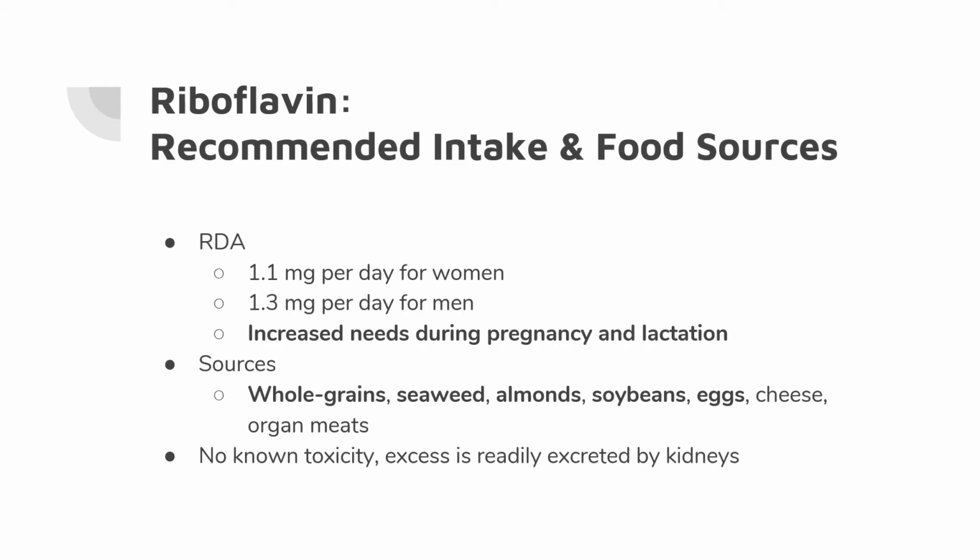All right, recommendations for riboflavin intake, fairly similar to thiamine, 1.1 milligrams per day for women, 1.3 for men. Again, because of the major role in metabolic pathways, there's an increased need for women who are pregnant and or lactating. Food sources: whole grains, seaweed, almonds, soybeans, eggs, and less so cheese and organ meats. There is no known toxicity to excessive riboflavin intake. As we saw on the first slide for riboflavin, if we take this nutrient in excess amounts, the kidneys will readily excrete it for us.